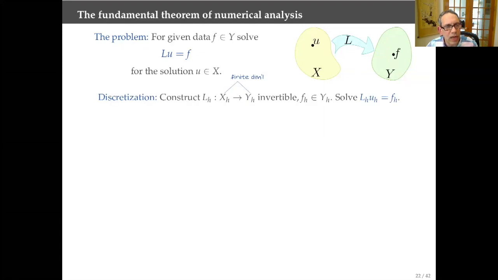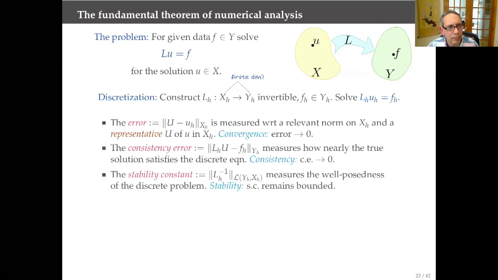So we discretize, which means we replace the space X and the space Y with finite dimensional spaces, X_h and Y_h. We replace the operator L with some finite dimensional invertible operator, L_h from X_h to Y_h. We replace F, the data, with some discrete data that's supposed to be nearby, F_h in Y_h, and we solve L_h U_h equals F_h. That's our discretization.